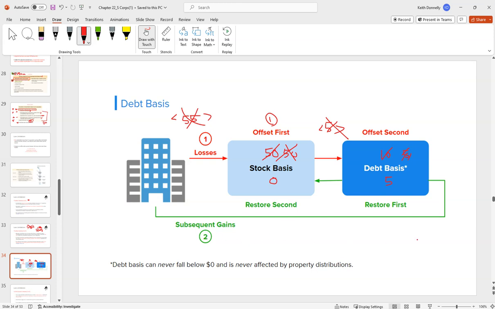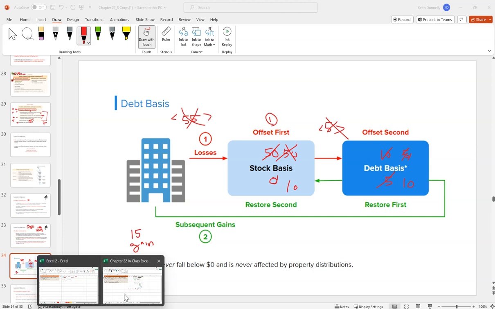If we have subsequent gains, say in year 2 there was, I don't know, a $15 gain, a positive basis adjustment. Here, first thing you do is restore the debt basis back up to 10. So we had 15, we just bumped it up by 5. Then we've got to take this up by 10. Okay, so that's the idea there.